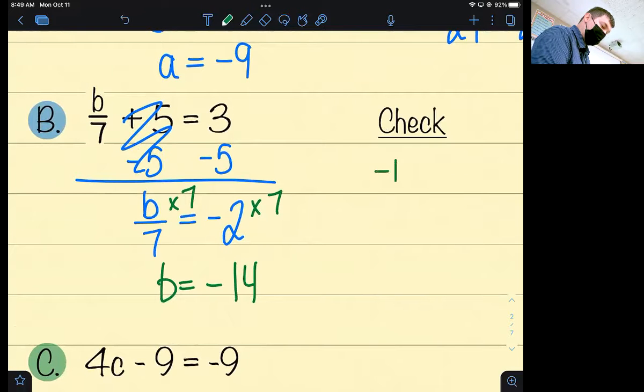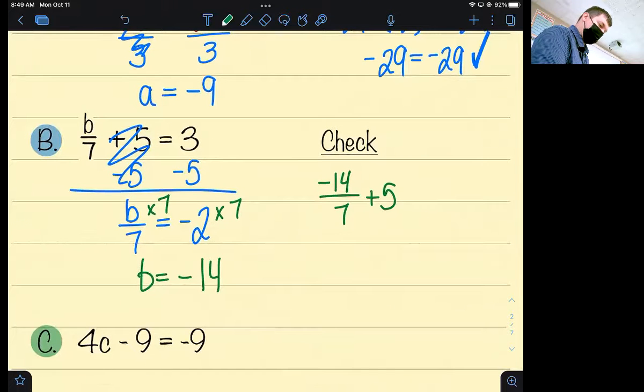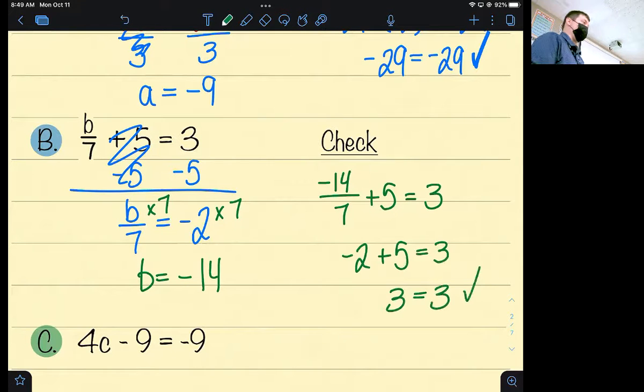If you want to check your work on that to make sure we're right, rewrite the original equation and plug in -14 for B. And if you can get it to equal 3, you know you're right. What's -14 divided by 7? -2. What's -2 plus 5? It's 3. So 3 equals 3. That's what we wanted. We wanted them to be the same. So that's correct. We know that B equals -14 was the correct answer.